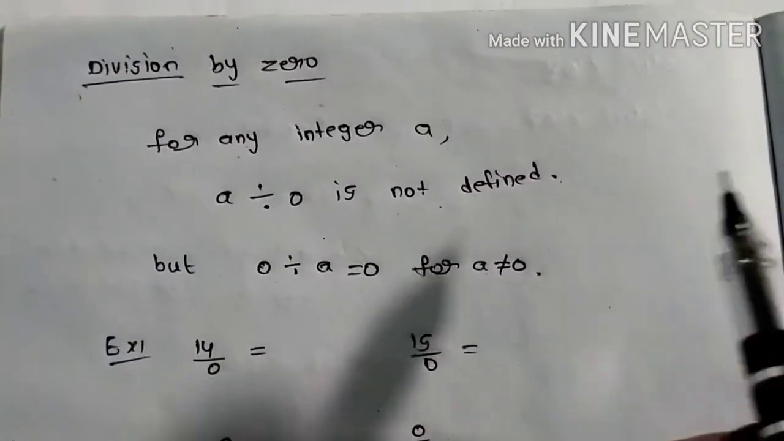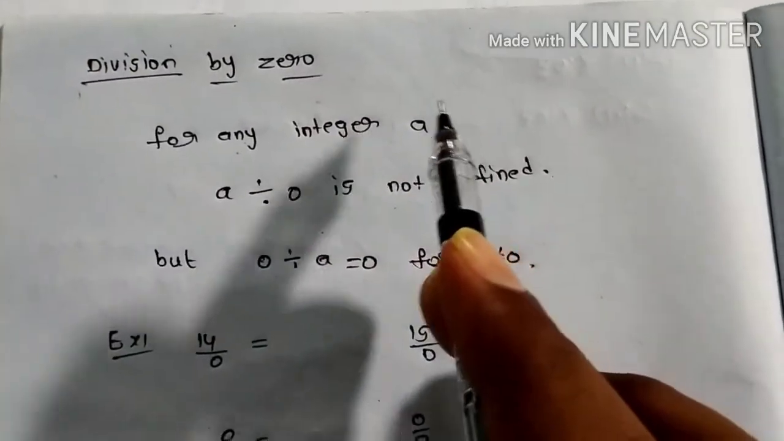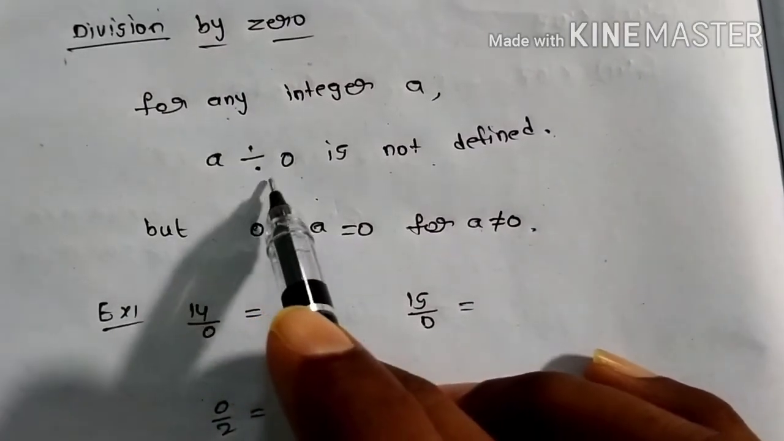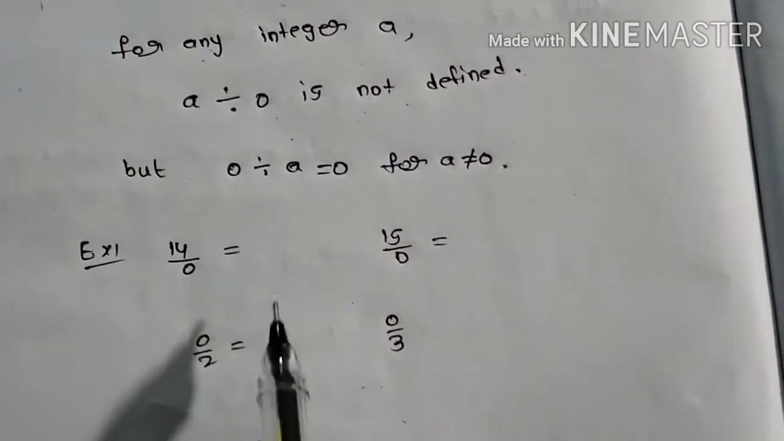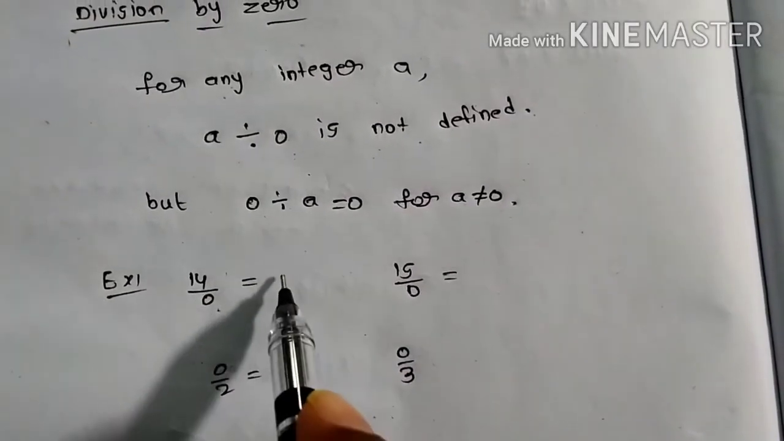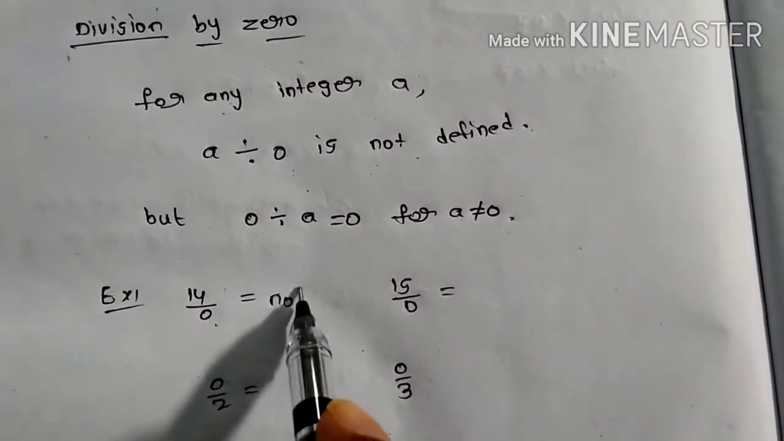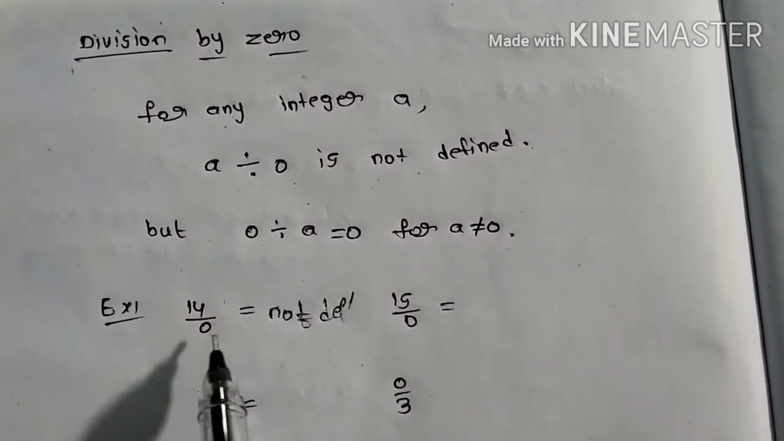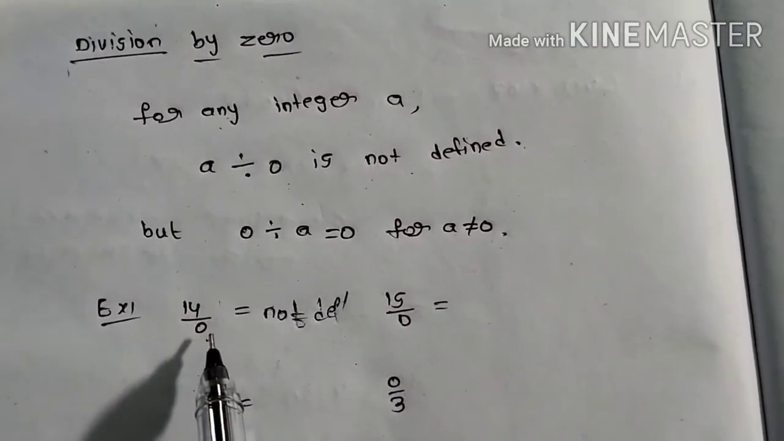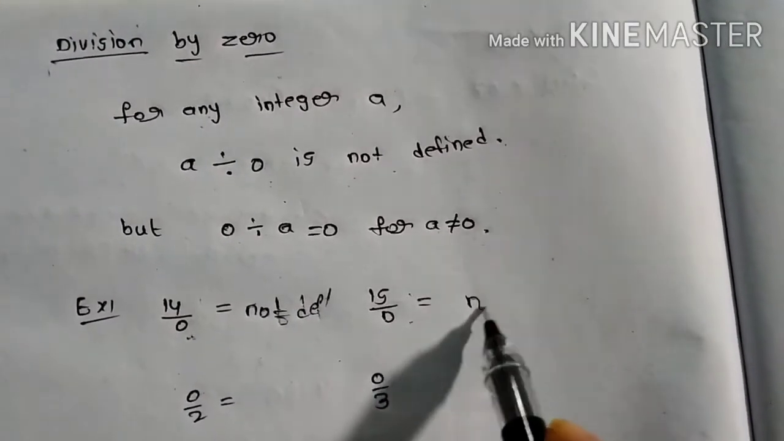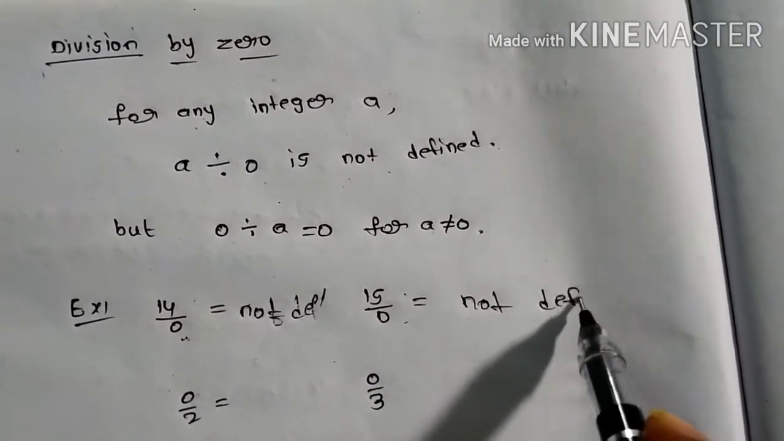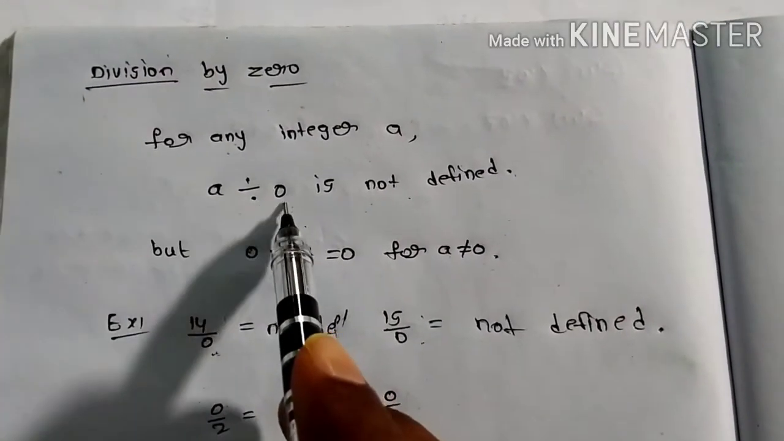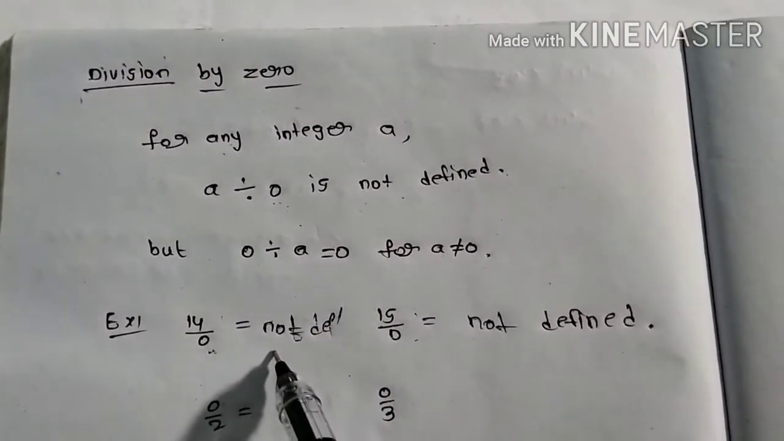Now you can see another property, which is division by 0. For any integer a, a divided by 0 is not defined. How can you say? Just see, 14 by 0, how much? Will you define it? It's not defined. You can write it as not defined. Why? Because in the denominator you have 0. What is 15 by 0? It is also not defined. In the similar way, if 0 is in the place of the denominator, you can write it as not defined.